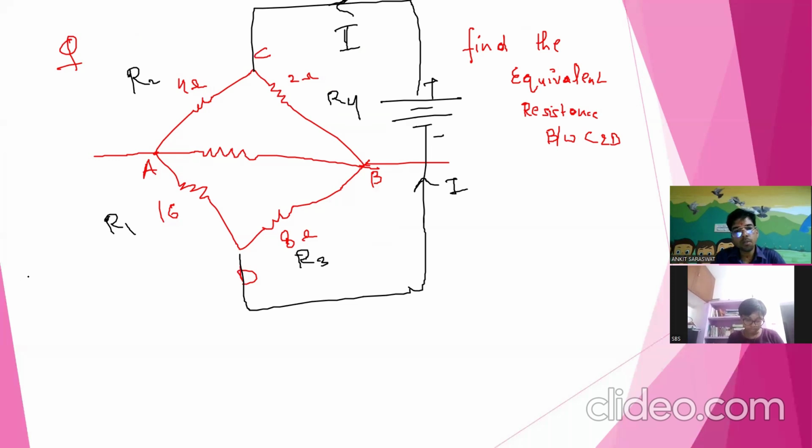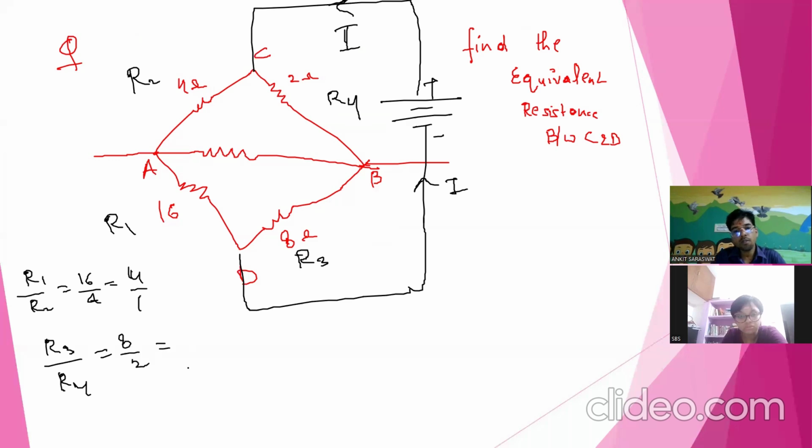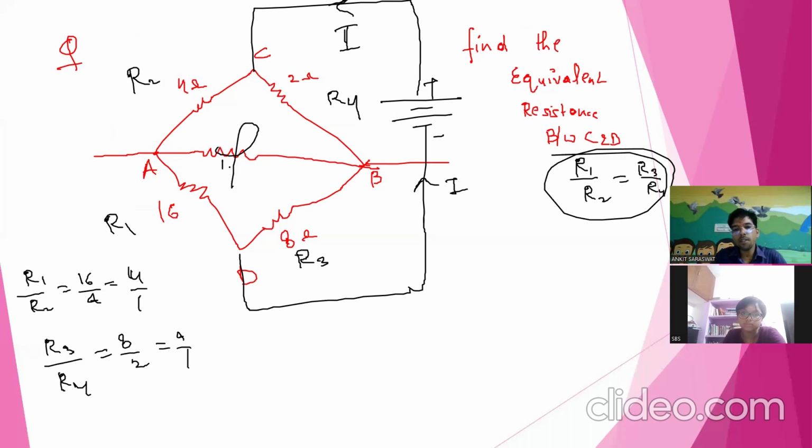Check the Wheatstone bridge condition. R1 by R2 is how much? 16 by 4, that is 4 by 1. R3 by R4 is how much? 8 by 2, that is 4 by 1. The ratio is the same, okay? The balanced Wheatstone condition is fulfilled: R1 by R2 is equal to R3 by R4. It means there is no current passing through this resistor, whatever it is, 16 ohm. Clear? Then again you will draw a circuit.